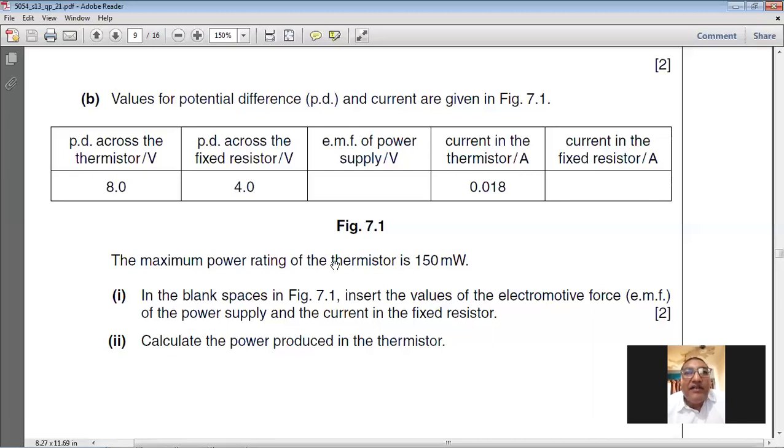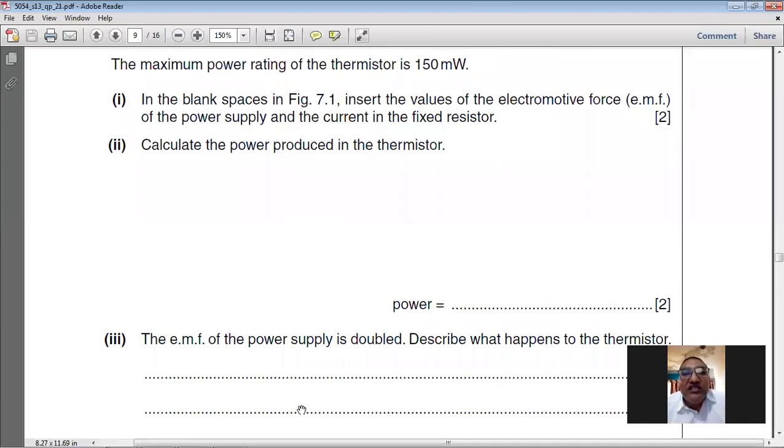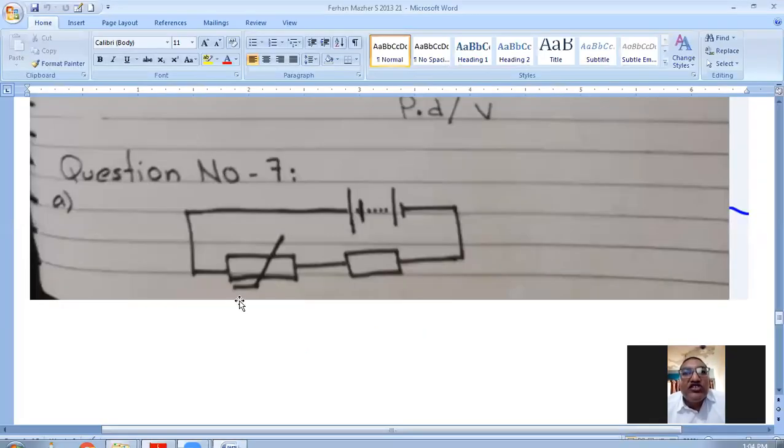The maximum power rating of the thermistor is 150 milliwatts. In the blank spaces in figure 7.1, insert the values of the electromotive force of the power supply and the current in the fixed resistor. Here and here you have to put the values. A 2-mark question. Then he says, calculate the power produced in the thermistor. If I know the voltage drop across the thermistor and the current flowing through it, I can calculate the power. Power is equal to IV. And it's a 2-mark question. Let me show you my calculation. Here we go.